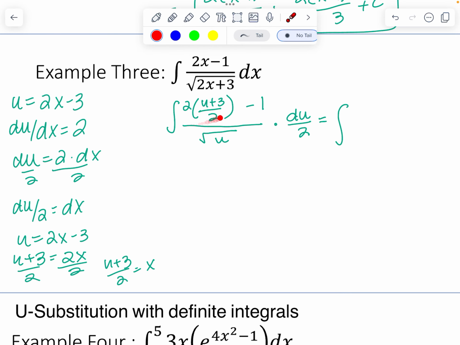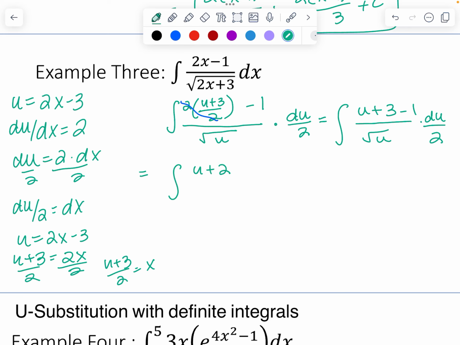This part right here, I'm going to simplify first. So these 2's just cancel each other out. So I'll have u plus 3 minus 1 all over the square root of u times du over 2. So I just crossed off these 2's right here. Let's see what else I could do. I'll make this u plus 2 over the square root of u times du over 2. So this 2 right here really isn't doing anything for us. It's not going to help us cancel this out at all. So I'm going to go ahead and pull out, dividing by 2 is the same as multiplying by a 1/2. So I'm going to pull out a 1/2 in front of the integrand. And then I will have this expression right here.